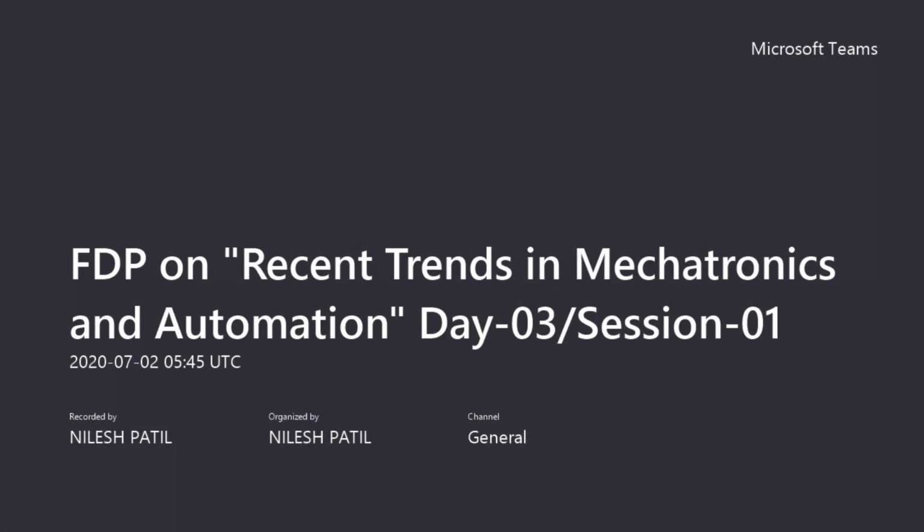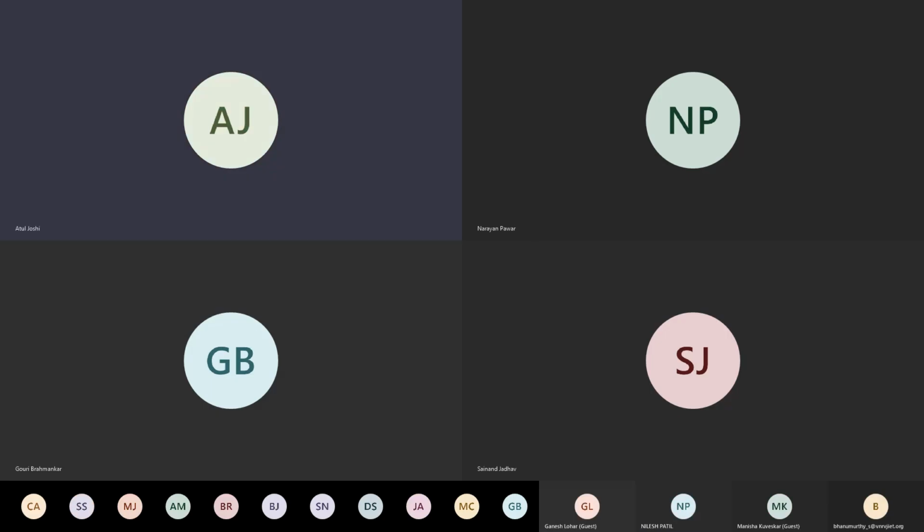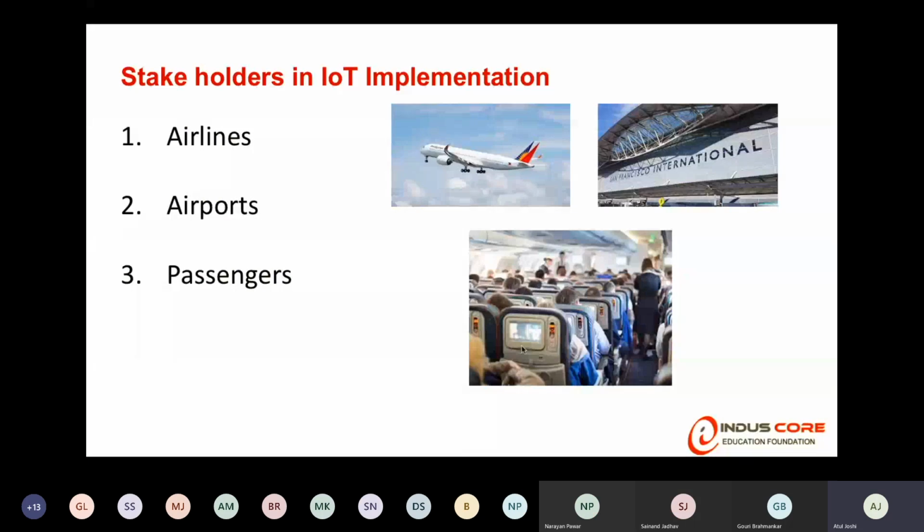A major stakeholder in the IoT implementation for the aviation industry is airports, because they are the interface to the passengers as well as the airlines. So definitely there are some solutions which are mainly required by the airports. And the third is the passenger.